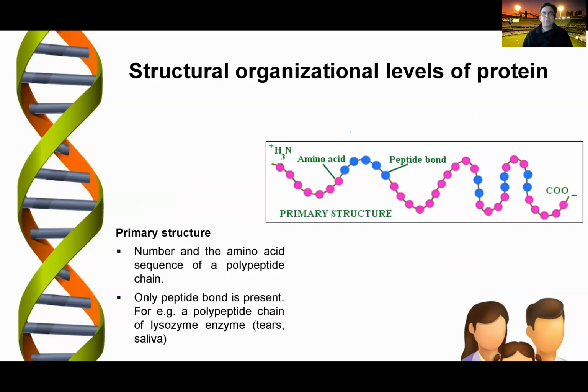So let's have a quick look at protein shapes. This is the key to how we understand receptors and enzymes, in pretty much every protein there is in the human body. So we're going to look at the levels of structural organization of several different proteins. The primary structure refers to the number and sequence of amino acids in a polypeptide chain. One peptide bond is present. The example here is the lysozyme enzyme, which is in tears and saliva. And you can see where the peptide bonds occur in the polypeptide chain.